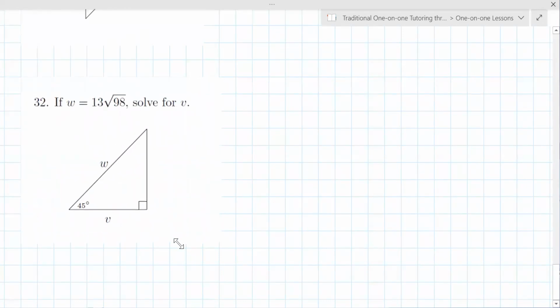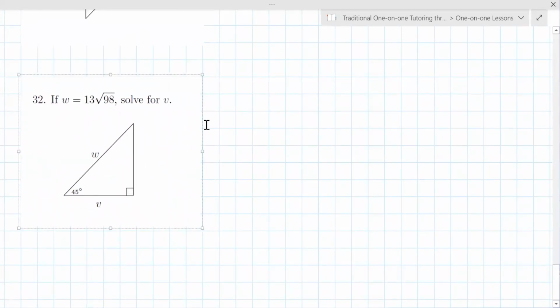what's nice is that we can go through all the variations on the same problem so that you can really get a sense that they're all the same. You just do the same thing over and over again. Again, this time they're giving you the hypotenuse. It's called W. They want you to find the leg. So you set the known side, 13 square root 98, equal to x root 2, because x root 2 is the hypotenuse of the reference triangle.